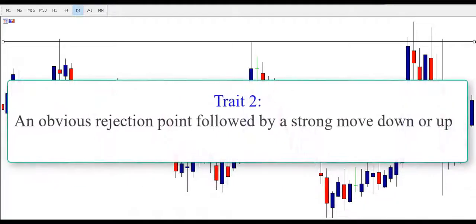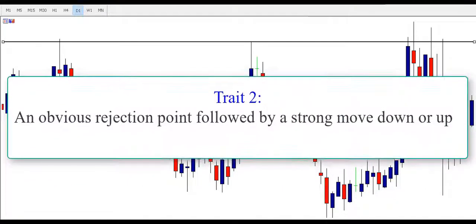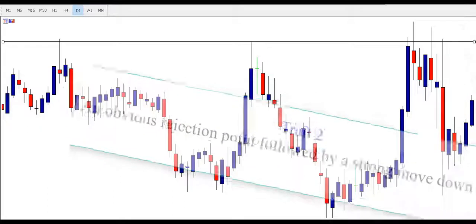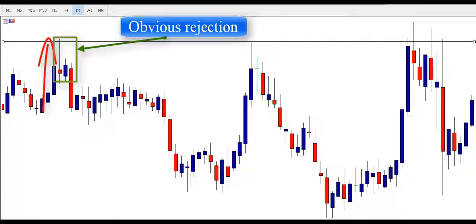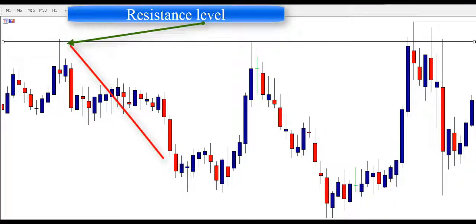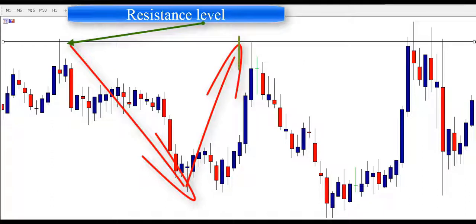The second trait that qualifies a support or resistance level is an obvious rejection point. Let me show you this example. As you can see here, price came up to this area and it was obviously rejected, giving us a level of resistance. Look at how the market moved down strongly after this rejection. So this area is considered as a resistance level because at this point, buyers were rejected by sellers and the market reversed. When the market comes back again to test this level, we can predict another strong move down.